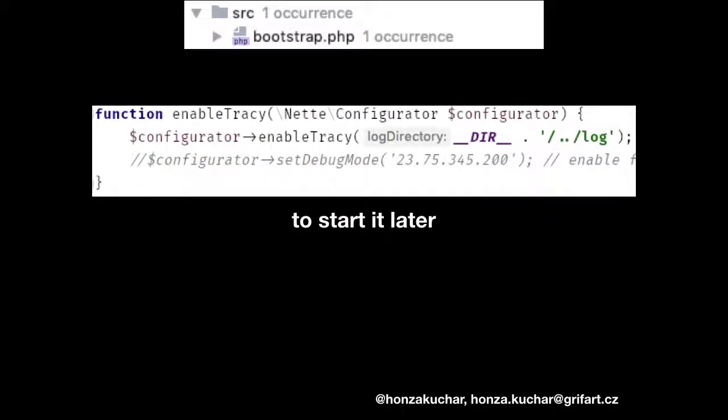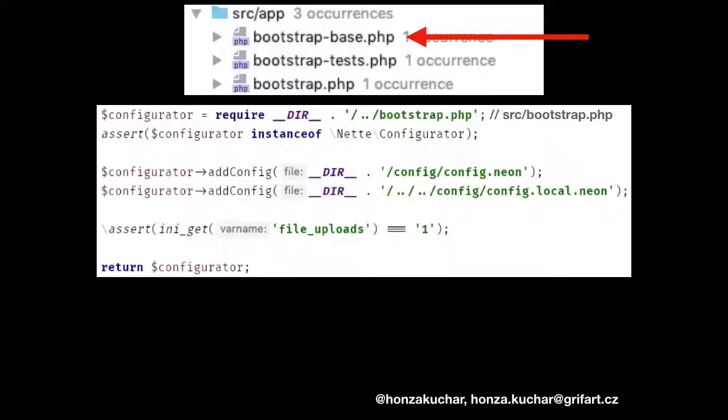Next thing, I use this small trick because I don't want Tracy in tests, so I don't enable Tracy right in the common bootstrap. I just create a function there, and I will call this later from those more granular bootstraps. Now we move to application. There is bootstrap base, which is common for tests, and then application bootstrap, which adds configuration of application, and it can check something for me.